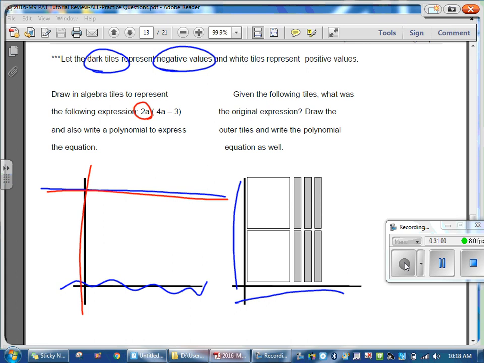So there's 2 sticks, okay? I'm just going to erase some of my scribbles I got on there. Let's draw that a little neater for you. So 1 stick, 2 sticks. Okay. Here it says I've got 4 A's, so I'm going to have 4 of those sticks, and then a negative 3.